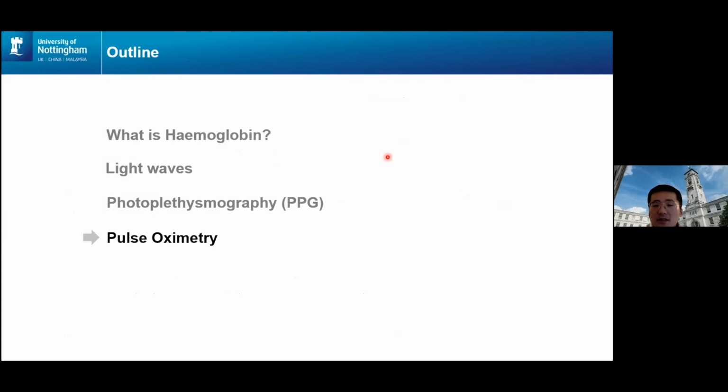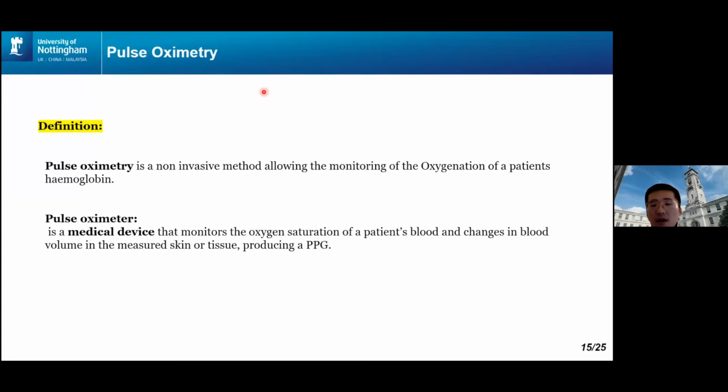All right. Based on the above knowledge, we now go to the last part, pulse oximetry. First of all, the definition. Pulse oximetry is a non-invasive method allowing the monitoring of the oxygen saturation of the patient's hemoglobin. The pulse oximeter is a medical device that monitors the oxygen saturation of the patient's blood, and changes in the blood volume are measured at the skin or tissue.